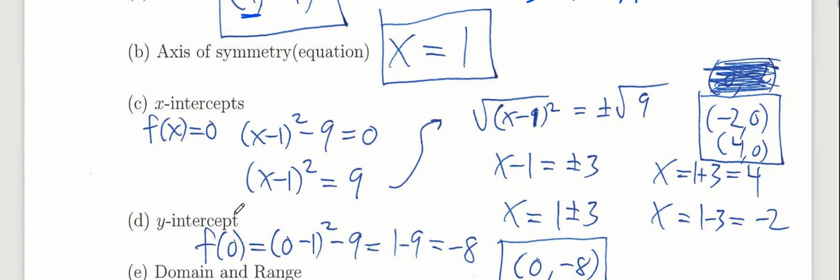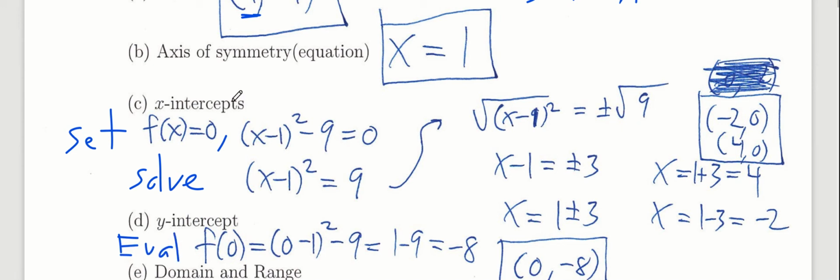In part C and D, the methods are the same. If you're finding an x-intercept, then what you would do is set that function equal to 0 and solve. If you're finding a y-intercept, then that's a function evaluation. You would evaluate f of 0.